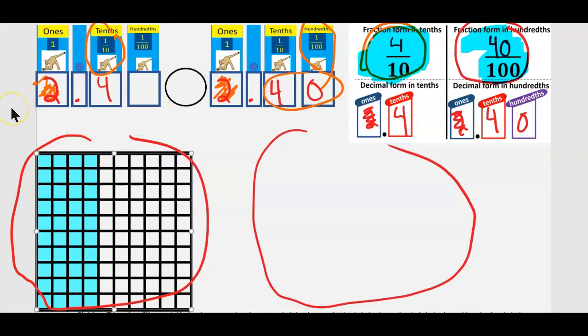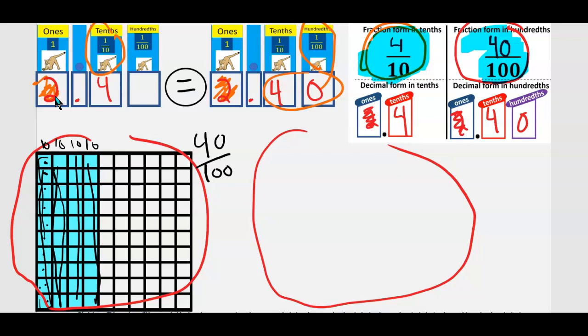Aha! If you were to count the hundredths, I think we're going to find it's the same. 1, 2, 3, 4, 5, 6, 7, 8, 9. There's 10 in each column, and there's 1, 2, 3, 4 columns. So that's 10, 20, 30, 40. 40 out of 100. So yes, they're equal to each other.